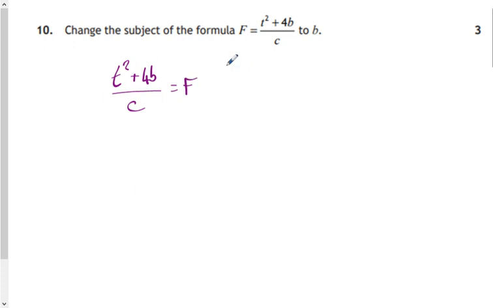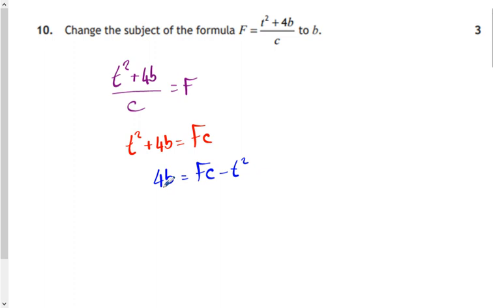Now, I like to do that because we like to throw things off to the other side until we're just left with the b's on this side. So firstly, I'm going to get rid of the c's. So I'm going to say that t squared plus 4b is equal to fc. Then I want the b's on their own, so I'm going to get rid of this t squared. So I get that 4b is equal to fc minus t squared.